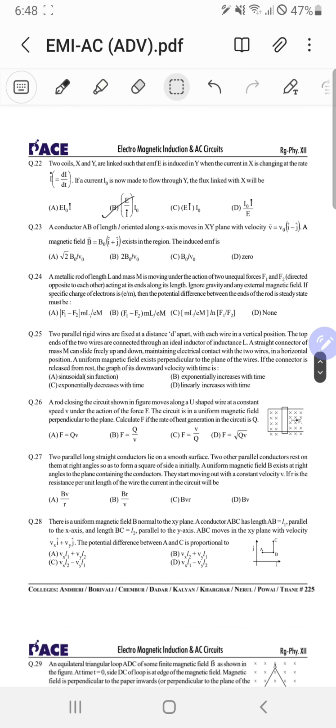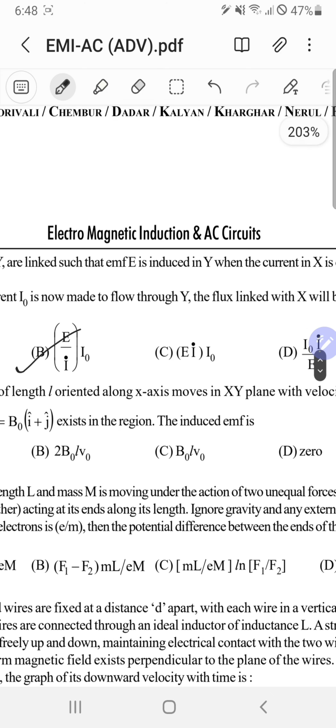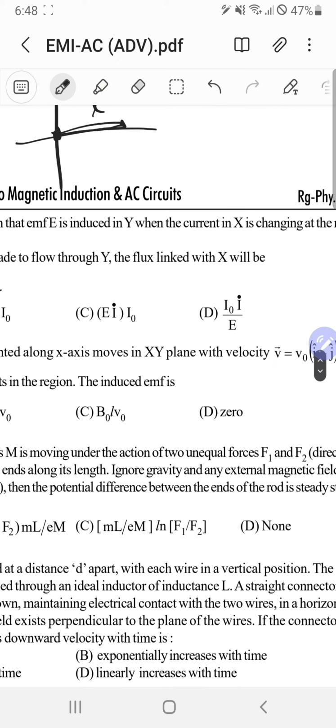Okay, next. A conductor AB of length L oriented along the x-axis moves. Wait, just draw this. So a conductor of length L moves in the xy plane with velocity.